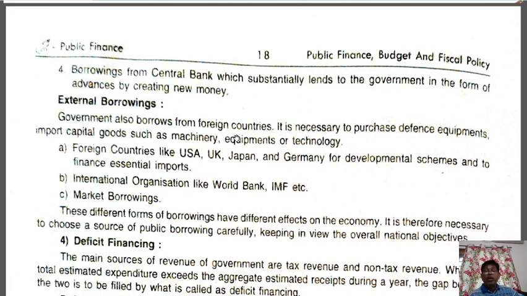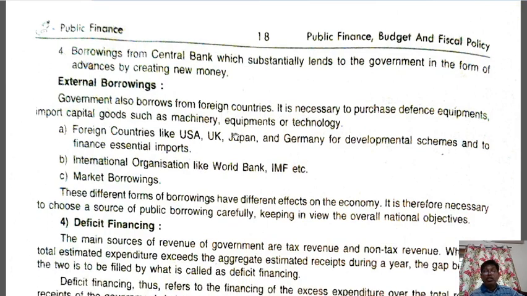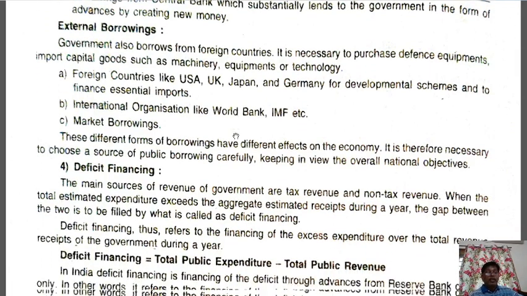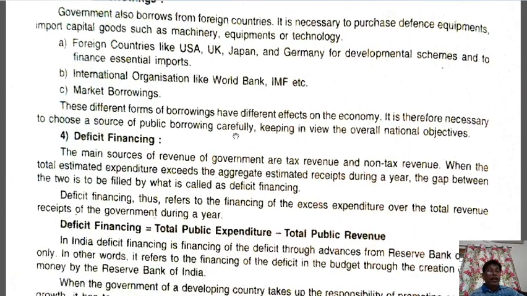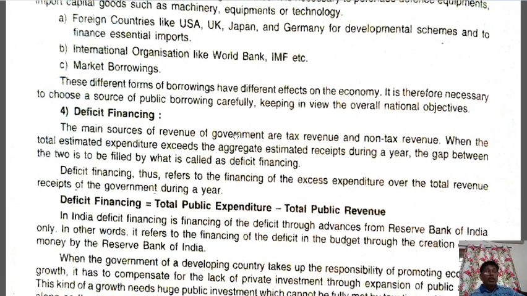External borrowing: the government also borrows from foreign countries. This is necessary for the purpose of importing capital goods such as machinery, equipment and technology. Foreign countries like USA, UK, Japan and Germany lend for developmental schemes and for the financial assets they import. There are also international organizations like the World Bank and IMF, and market borrowing. These different sources of borrowing have different effects on the economy. It is therefore necessary to choose the sources of public borrowing carefully, keeping in view the overall national objectives.